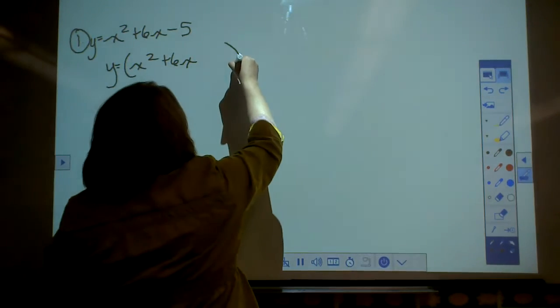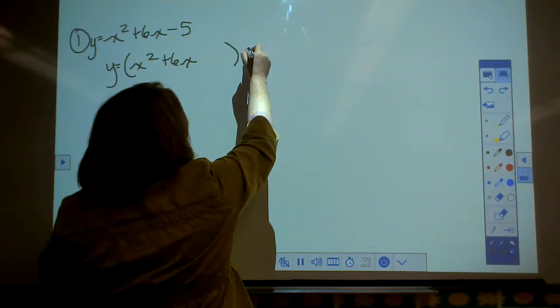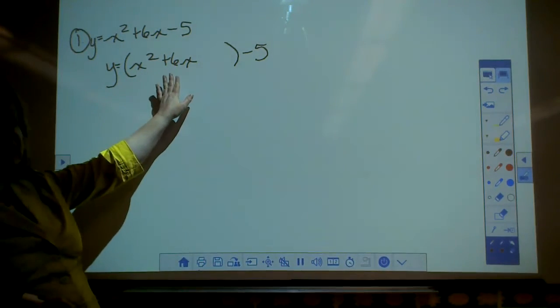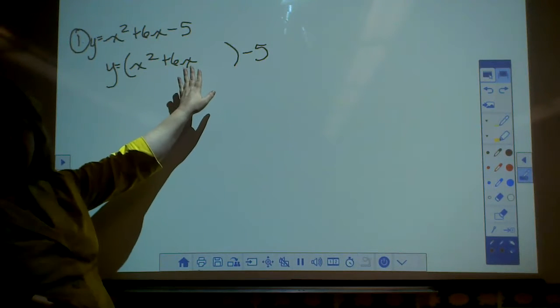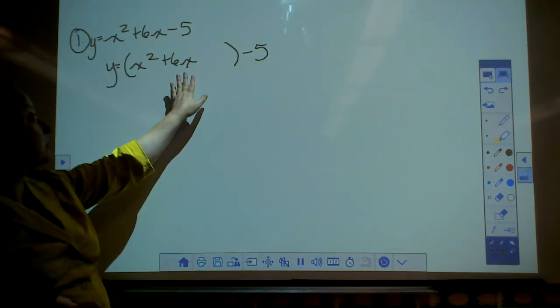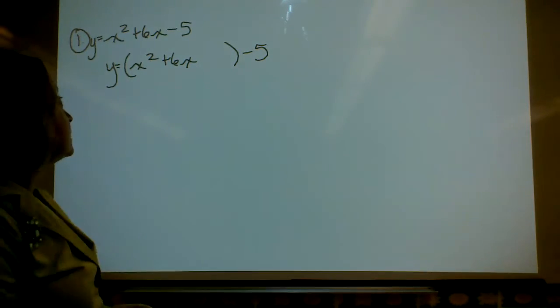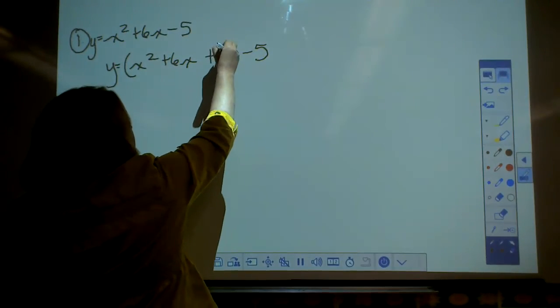I'm going to leave a space, and then I'm going to have minus 5 here. So the next thing I want to do is complete the square with the terms that I have in parentheses. So half of 6 is 3, 3 squared is 9. So I'm going to add 9 here.